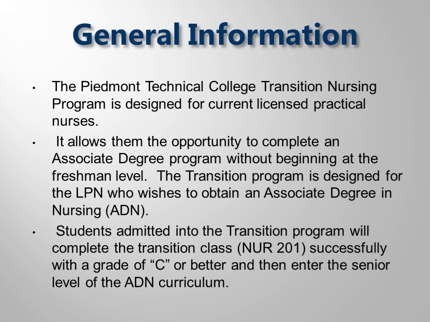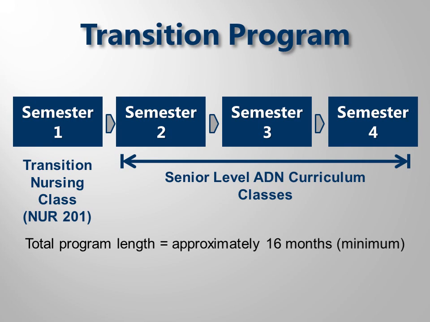Let's discuss some general information about the program. The transition program has been developed for current LPNs, and it allows you the opportunity to complete an associate degree in nursing or ADN program without beginning at the freshman level. Students who are admitted into the transition program will complete the transition class, Nursing 201, with the grade of C or better, and then they enter the senior level of the ADN curriculum. It is worth noting that the transition program includes a total of 4 semesters of coursework, 1 semester for the transition class, and then 3 semesters of senior level classes that follow it.